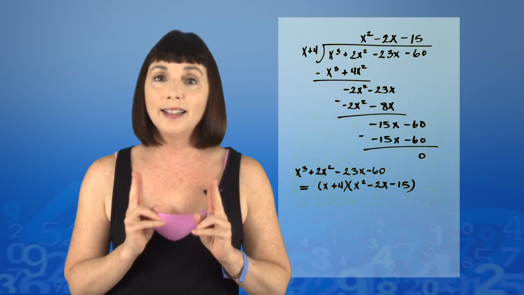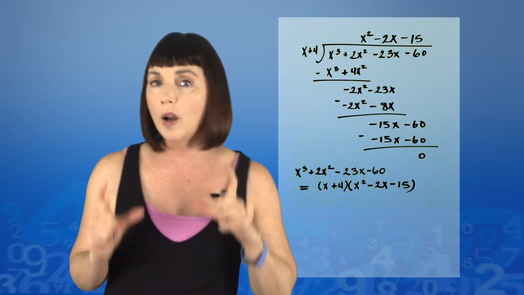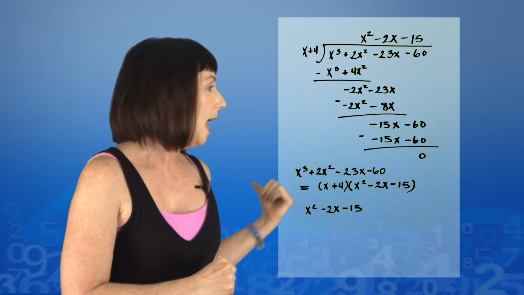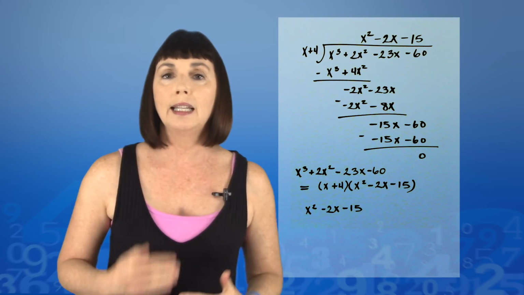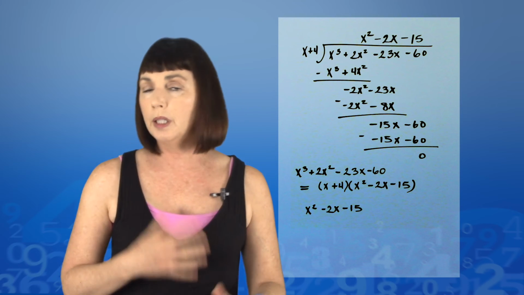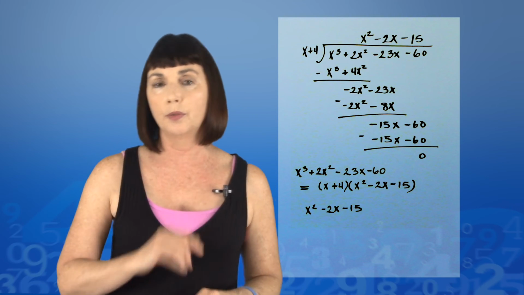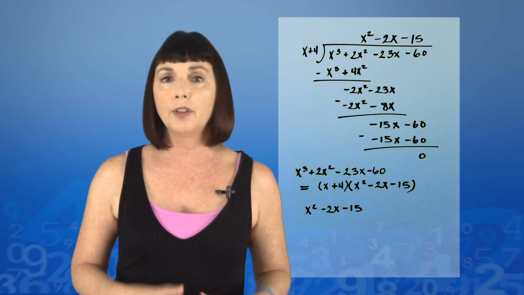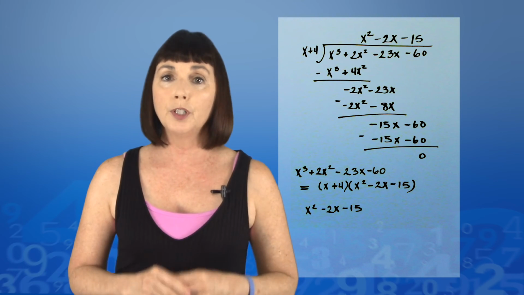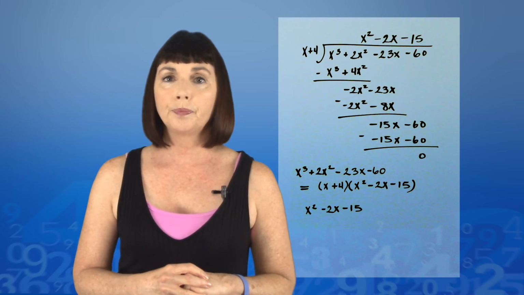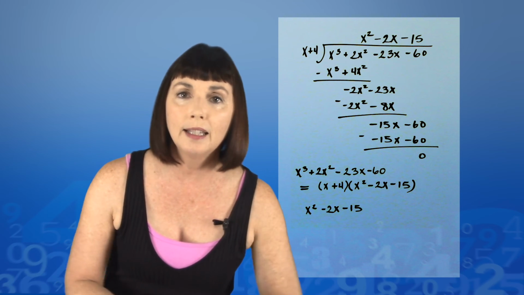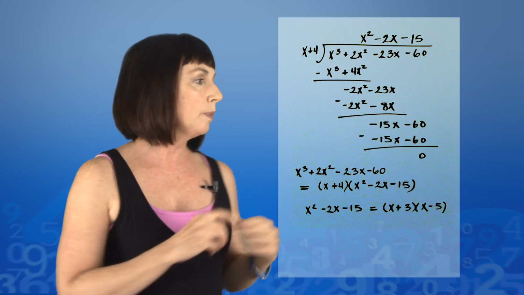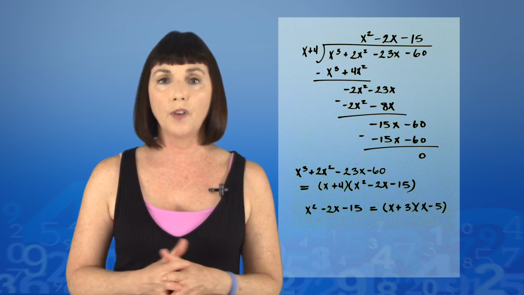Now, we're not done yet. We need to look at that quadratic and see if we can factor it. So we need to look at x squared minus 2x minus 15 to see if we can factor that. We could use the quadratic formula, but let's see if we can just factor it. Can you think of two numbers that when you multiply them together you get negative 15 and their sum would be negative 2? Why, sure, it's 3 and negative 5. So this will factor to quantity x plus 3 times quantity x minus 5.